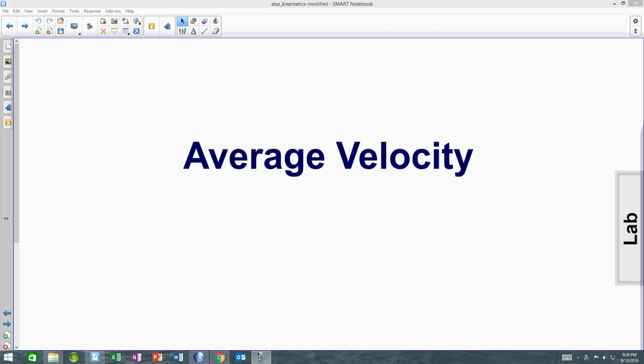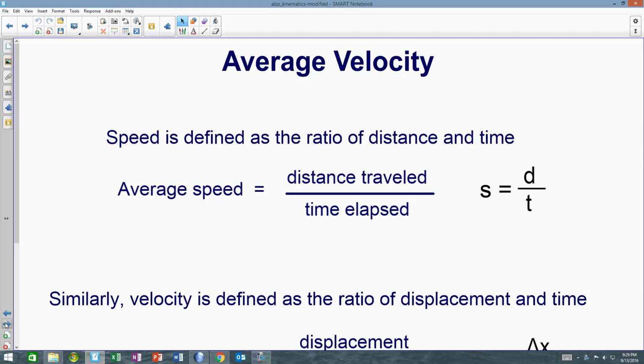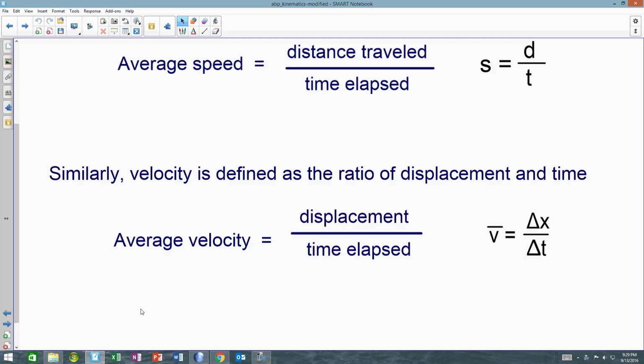Right, welcome back. This lecture is on average velocity. Speed is defined as the ratio of distance and time. So when we look at the equation for speed, speed is equal to distance divided by time, which is s equals d over t. Similarly, velocity is defined as the ratio of displacement and time.